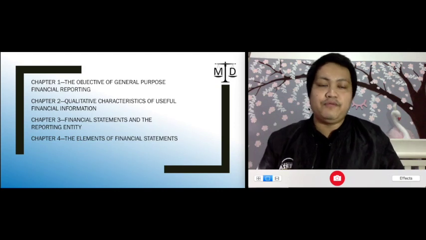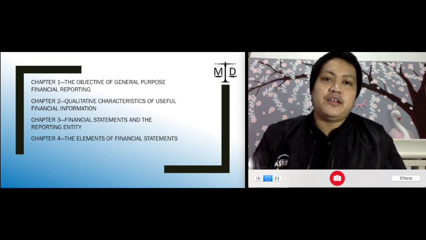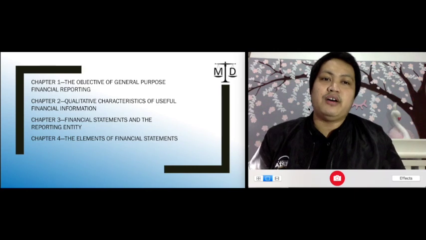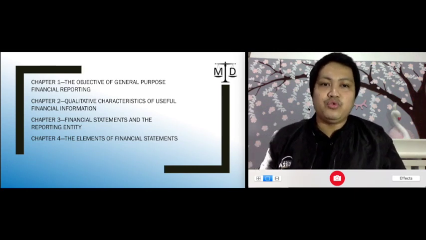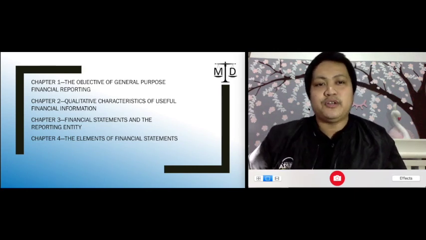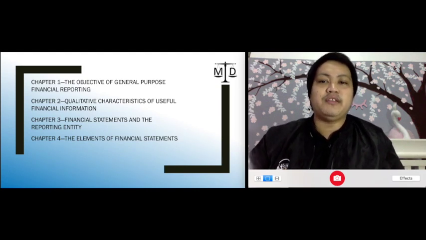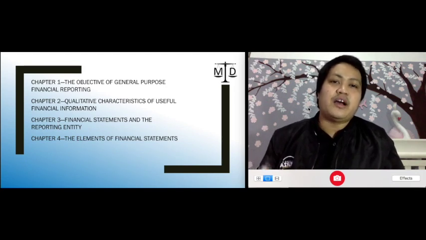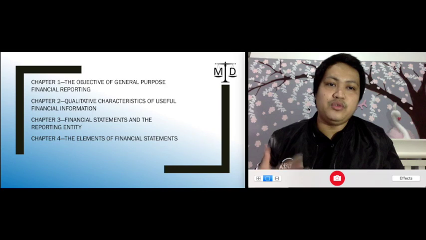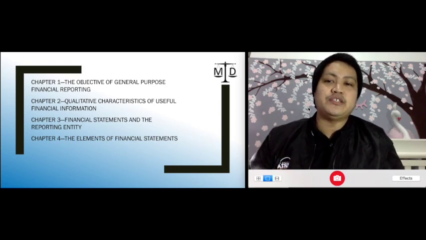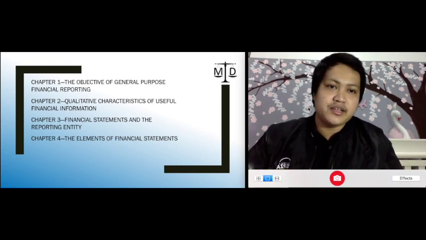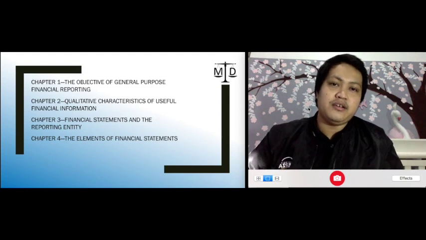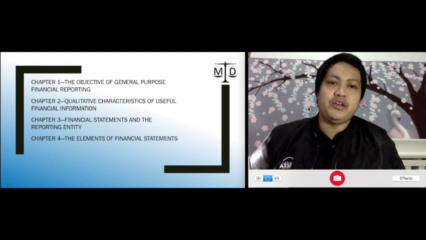Chapter 2 and chapter 4 are the chapters that would produce most of the questions out of the framework because chapter 2 provides us with a lot of terminologies. Chapter 2 is about qualitative characteristics of useful financial information. So we will be encountering adjectives here that will be used to describe financial information. Chapter 4 is your elements of financial statements, and this is again a rich source of questions because this involves a lot of terminologies.